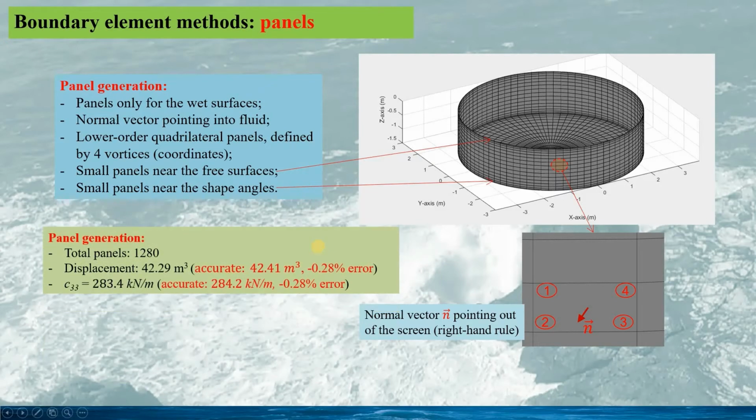For this example, we have a total of 1,208 panels, and we use these panels to calculate the displacement. It would be 42.29 m³, which is 0.28% less than the accurate displacement. And the restoring coefficient C33 would be 283.4 kN per meter. Again, it is 0.28% less than the accurate value.